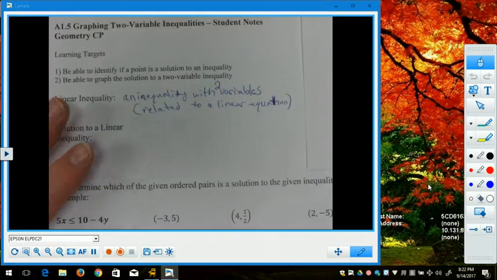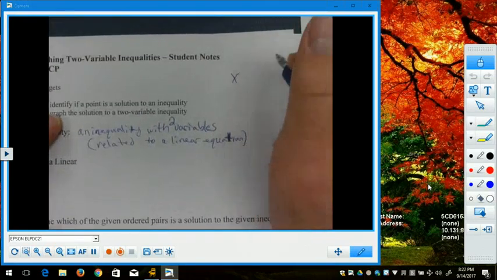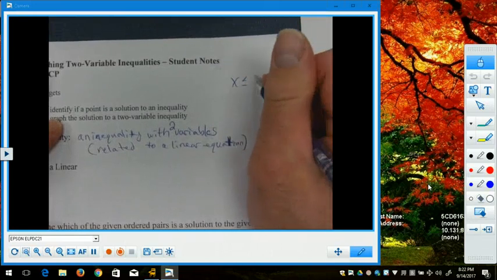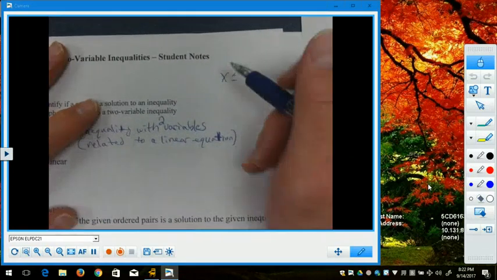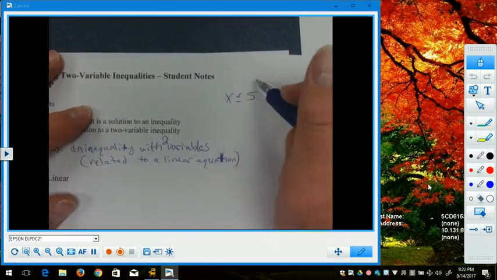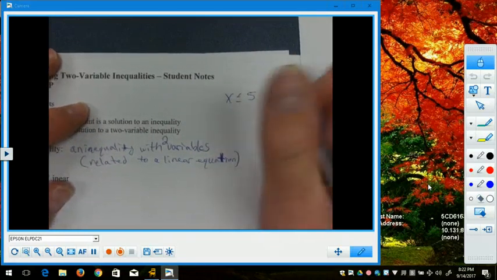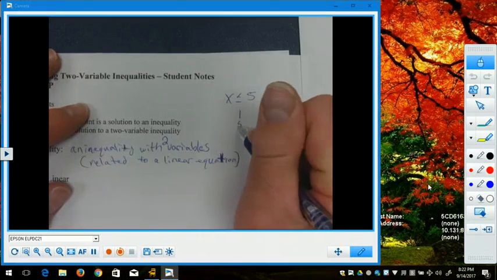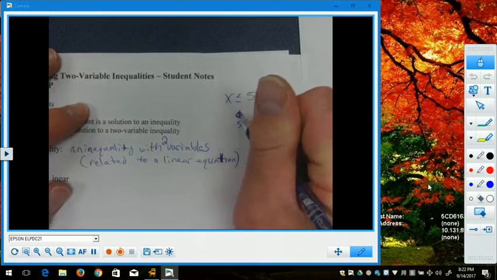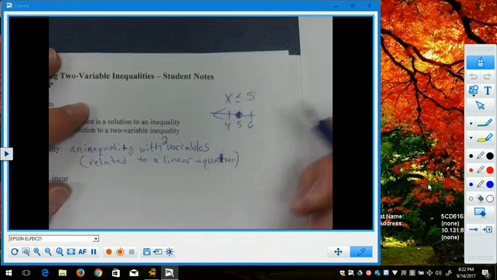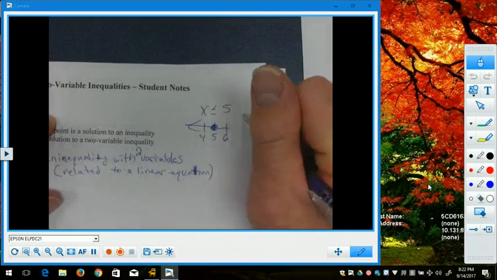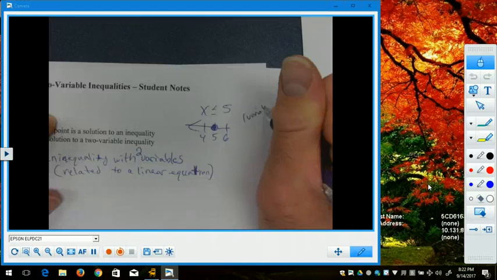So you may ask, well, wait a second, didn't we graph inequalities already when we had x is less than or equal to 5? Yes, we did. When we solved a problem that involved only x and didn't have any other variables, we were able to graph that on the number line, and in doing so, we had graphed one variable inequalities.